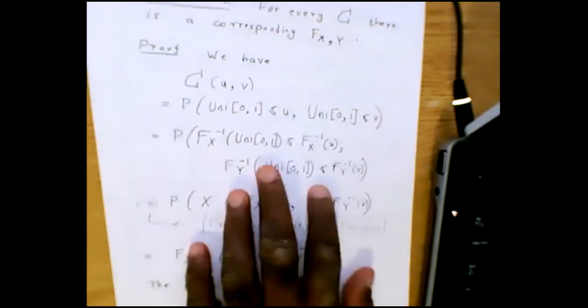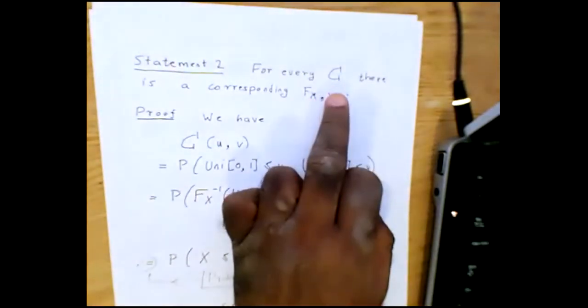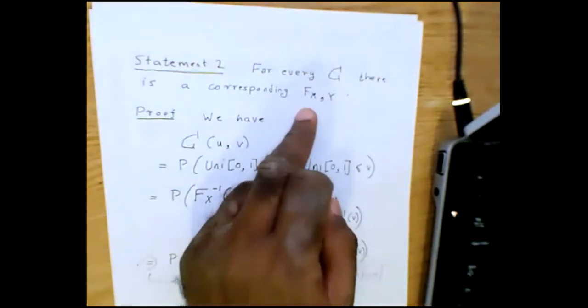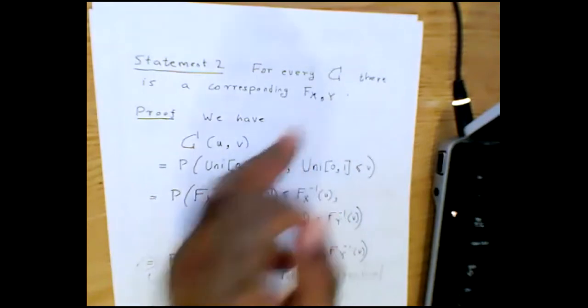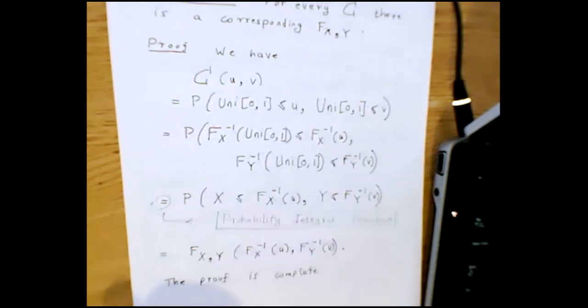Just contact me, okay? And there's a second statement which says the following: for every copula C, there is a corresponding joint distribution of two variables X and Y, and the proof of that is given by this. And again, if you don't follow this proof, please contact me anytime, 24/7. I'm sure you know how to contact me by phone or by email or by any means.